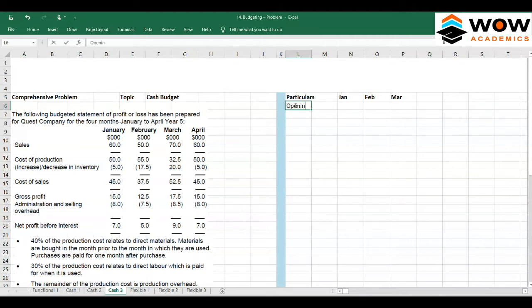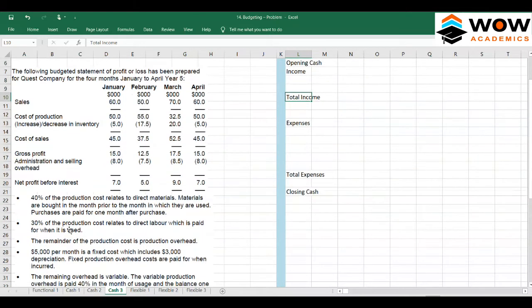So we start with opening cash, then income, then total of the income, then expenses, then total of those expenses. So finally we get closing cash. So let's get each of these items. We'll start as per what they have given.